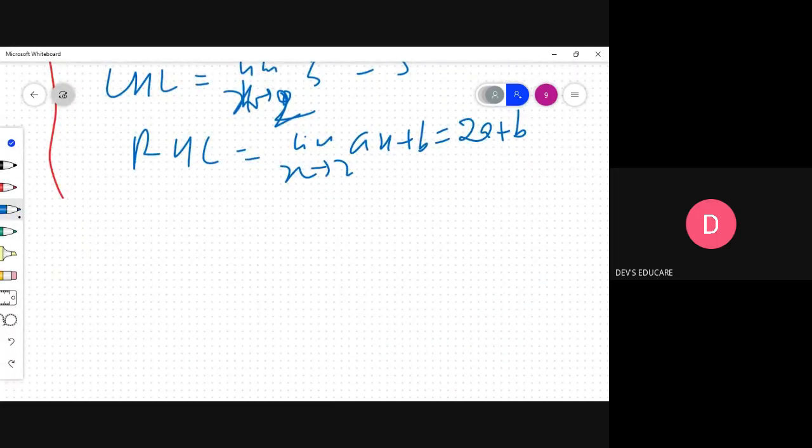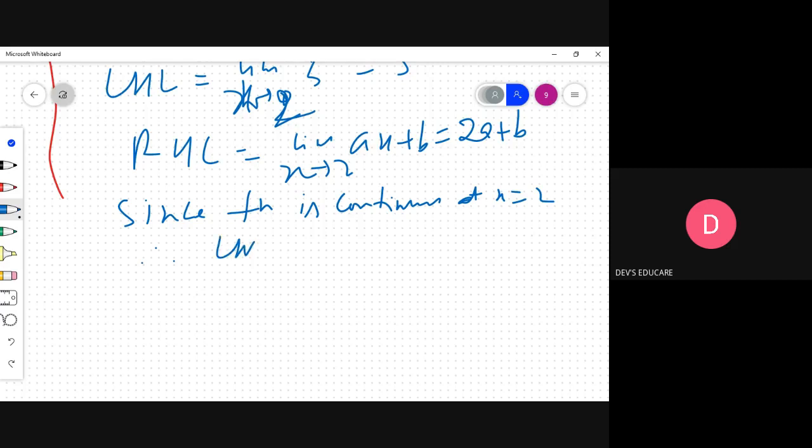Since the function is continuous at x equals 2, therefore LHL equals RHL equals f(2). So that is 2a plus b equals 5. This is the first equation. Yes, sir.